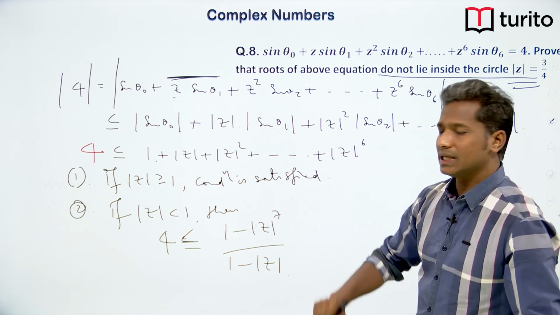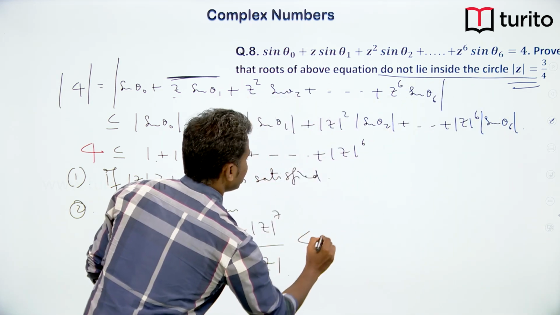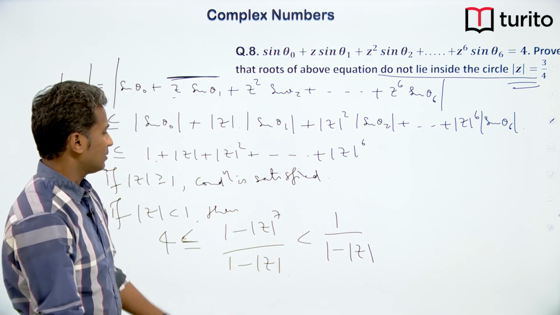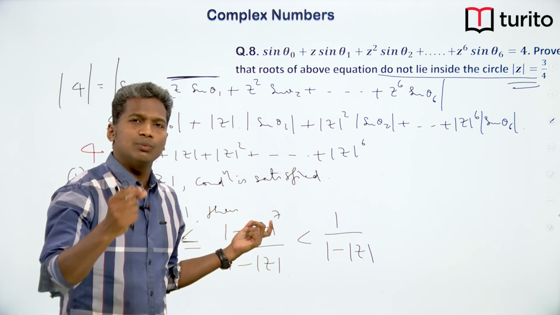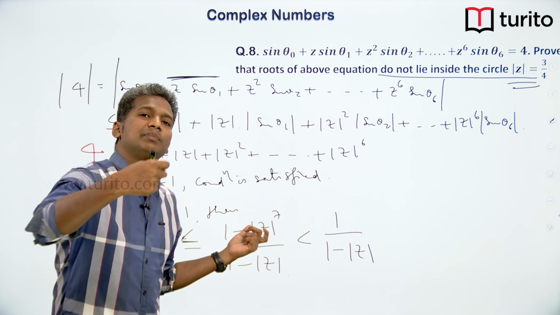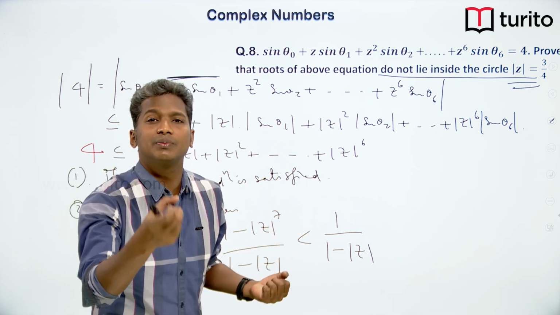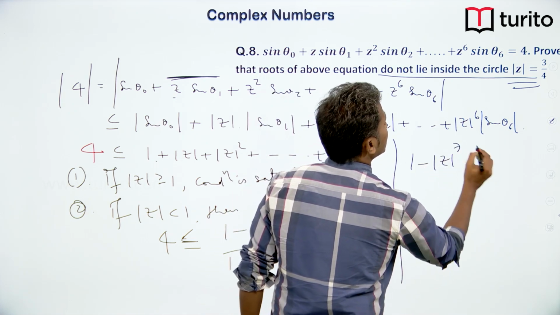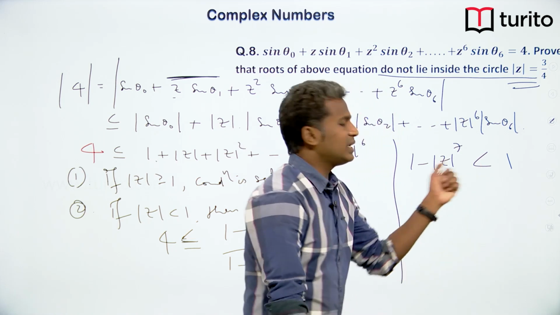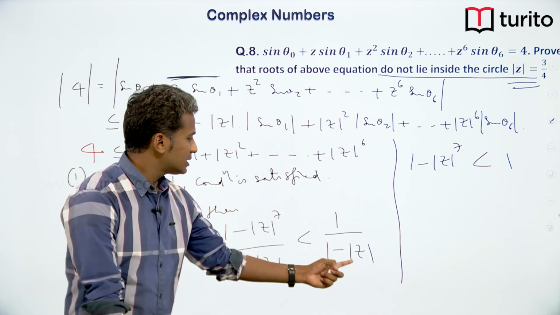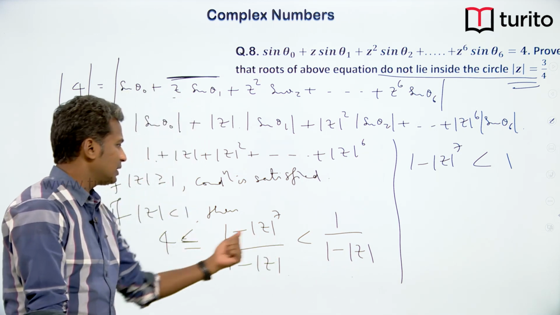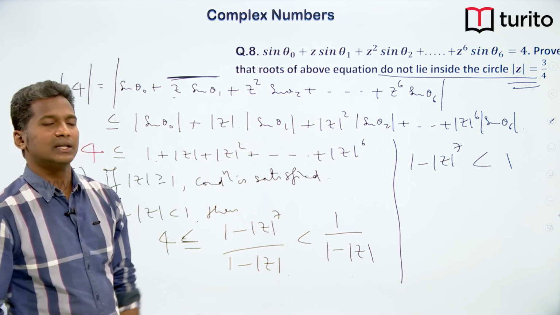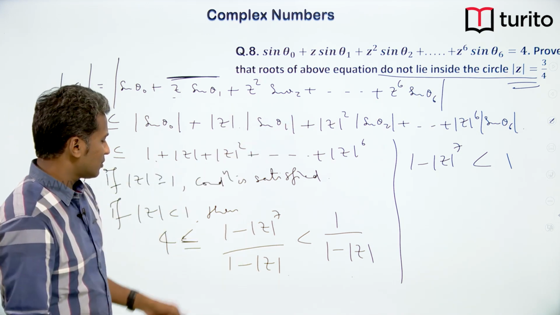Now, because mod z is less than 1, I can say that this is further less than 1 by 1 minus mod z, because mod z is a small number which is between 0 and 1. Mod z power 7 will also be a small number. Now, if I check these two numbers, 1 minus mod z power 7 and 1, which will be bigger? 1 is bigger. So, I can say that this 1 by 1 minus mod z is definitely greater than this. Okay. So, if I proceed with solving for mod z, I will get the required condition. Here I just have to solve for mod z.